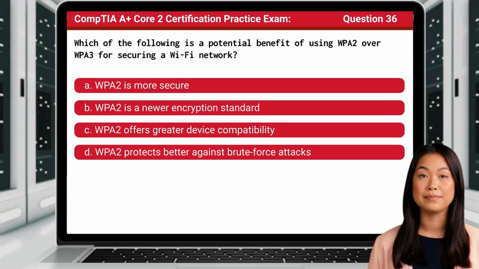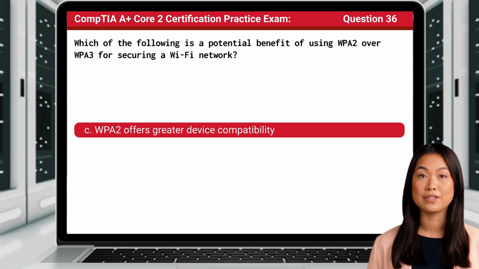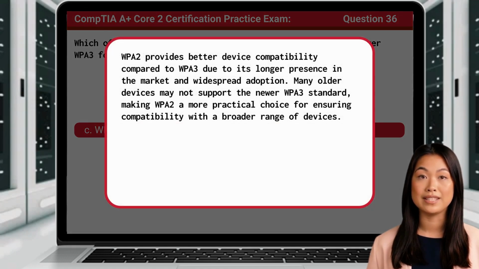Question 36. Which of the following is a potential benefit of using WPA2 over WPA3 for securing a Wi-Fi network? The answer is C. WPA2 offers greater device compatibility. WPA2 provides better device compatibility compared to WPA3 due to its longer presence in the market and widespread adoption. Many older devices may not support the newer WPA3 standard, making WPA2 a more practical choice for ensuring compatibility with a broader range of devices.